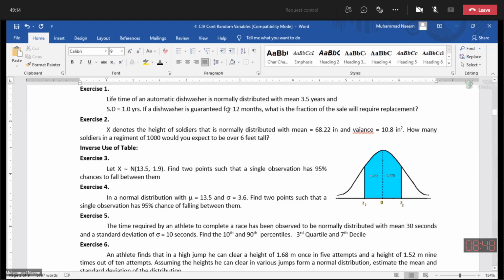This guaranteed period is 12 months, but mean and variance are given in years. So first of all, convert all the information to the same units. So this guaranteed period is now 1 year. Okay.